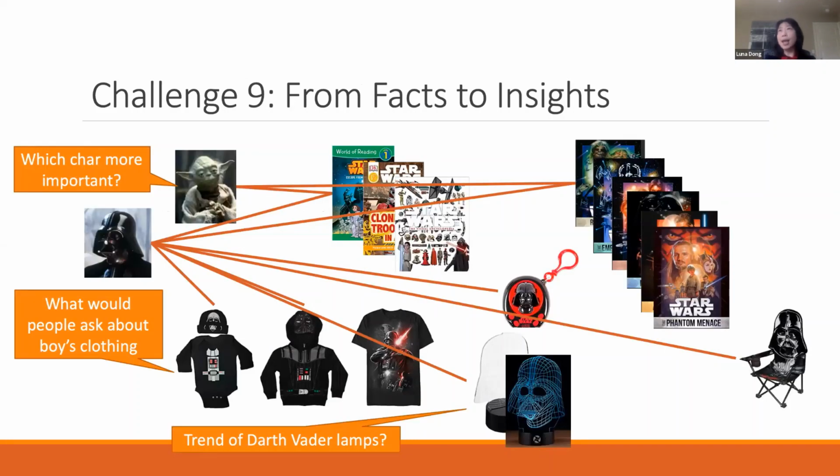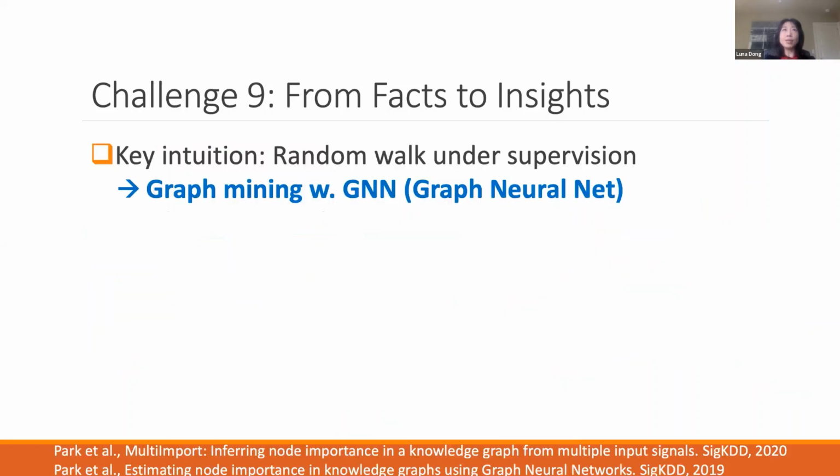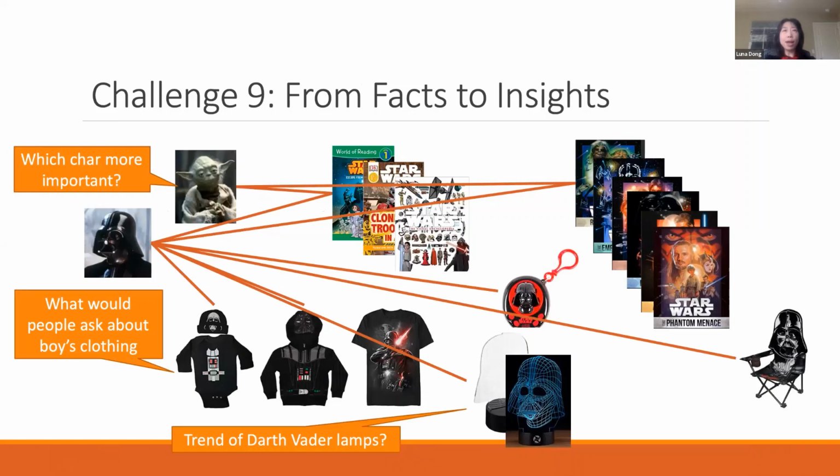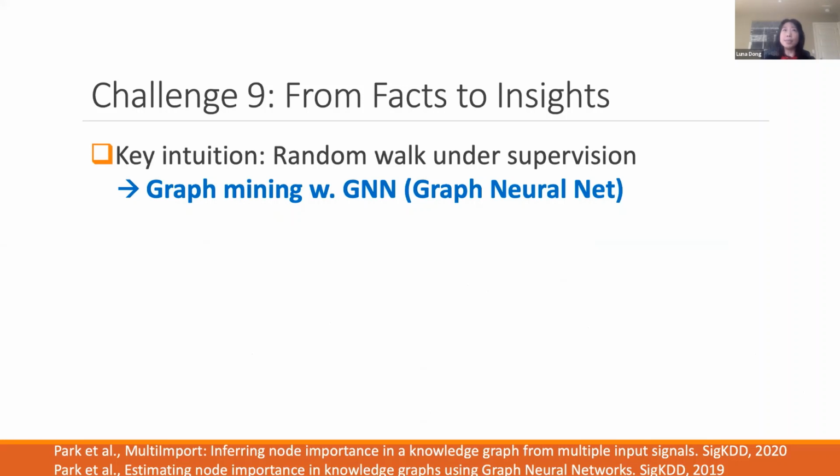Next, the challenge is how to gain insights from the facts. I showed this at the beginning, and I won't go into the details. When we have graphs, normally we do random walk, and we know PageRank relies on random walk. Our recent experience is that if we combine that with supervision, we get better results. For example, we can do graph mining with a graph neural net with supervision from some training data, and that could help us identify important entities, important relationships, and also important patterns.